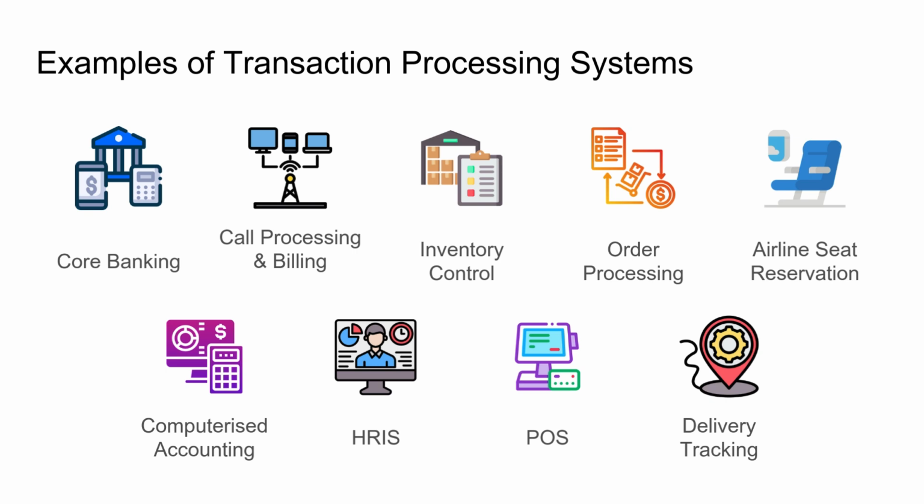Then we have the airline seat reservation system, which is also another TP system, as well as taxi booking or hotel reservations. Computerized accounting systems are TP systems that every organization uses to maintain their accounts and financials. HR systems are also TP systems used by almost all organizations to maintain records of the staff, promotions, reviews, process payroll, track leave, etc.